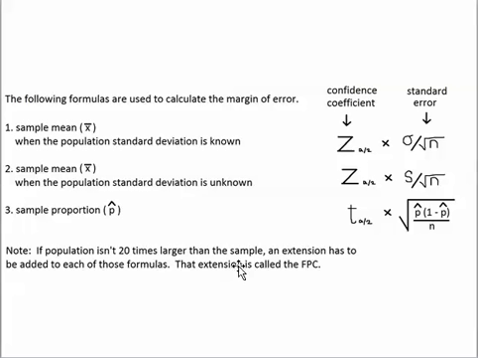Also, just like with the standard error, if the population you're sampling from isn't 20 times bigger than your sample, you have to add the FPC to the standard error.